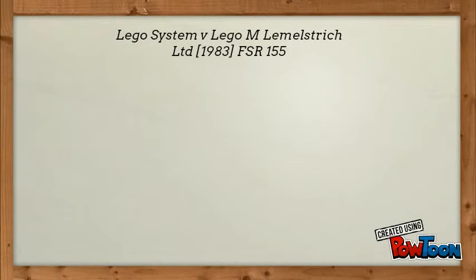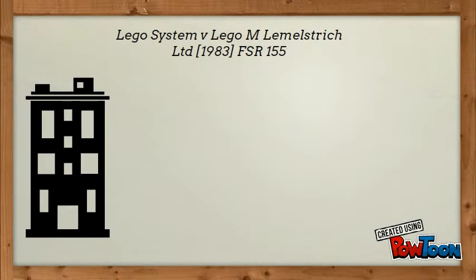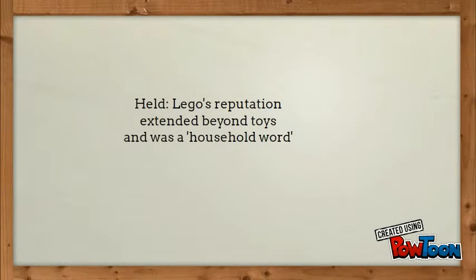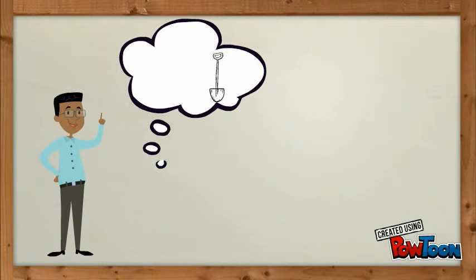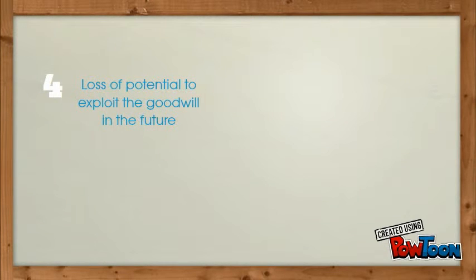In Lego System and Lego Lemelstrich, an Israeli company was marketing gardening tools under the brand name Lego. The court found that Lego's reputation extended beyond toys and was a household word. It was also established that no intention to extend to gardening tools was necessary. So even though there was no intention to expand at this time, Lego might want to extend to gardening tools in the future. Fourth is the loss of potential to exploit their goodwill in the future.